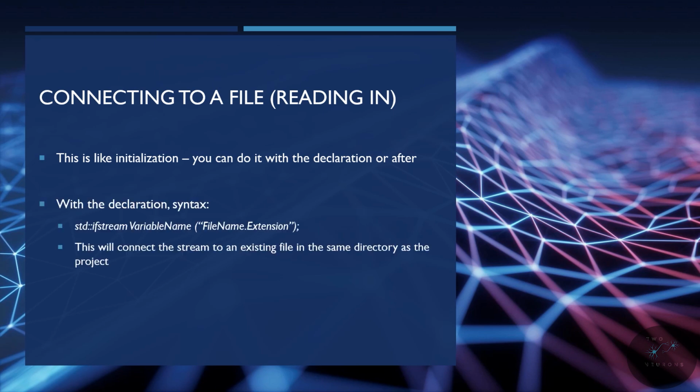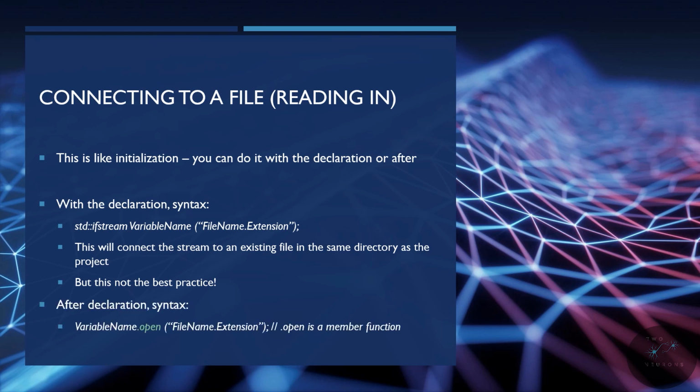So if you want to do it with the declaration, you would do std::ifstream, your variable name, and then the file name and the extension for that file in quotes. This will connect the stream to an existing file in the same directory as the project. However, this is not the best practice.